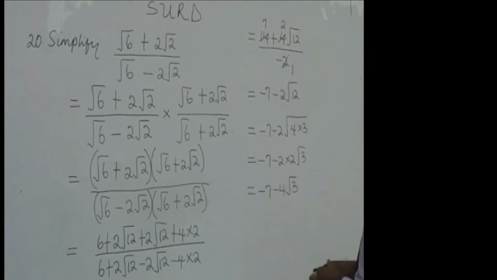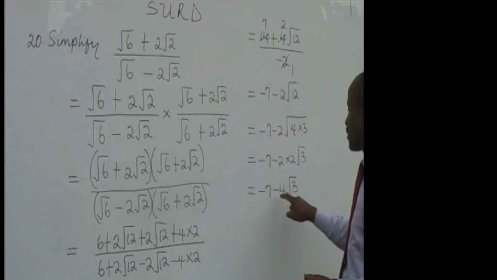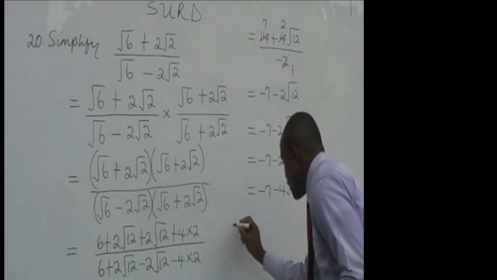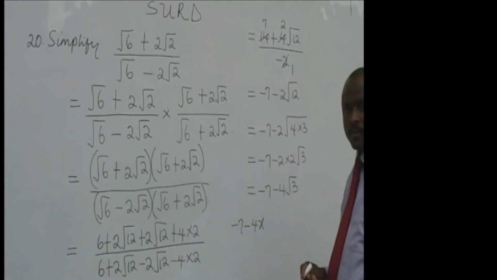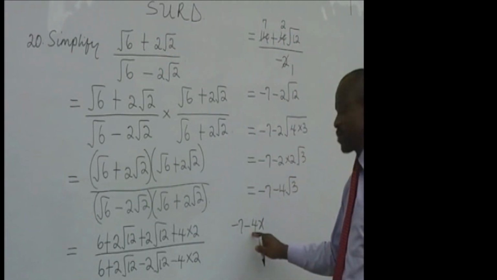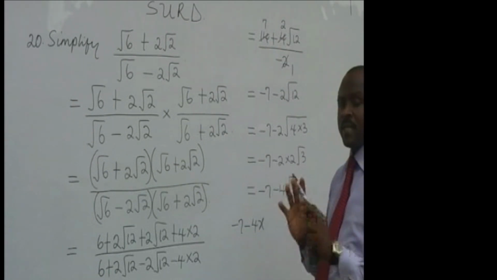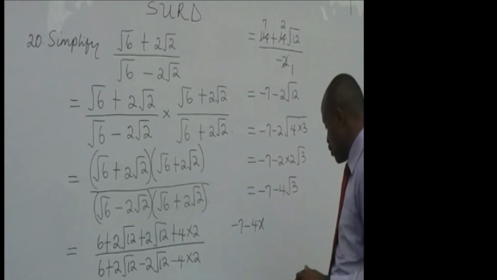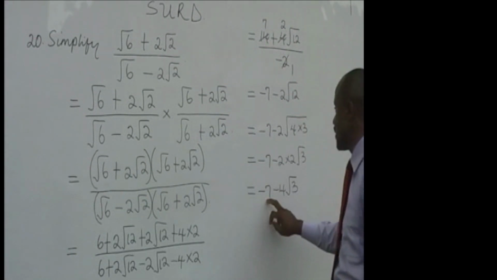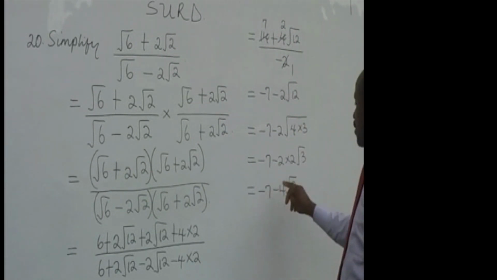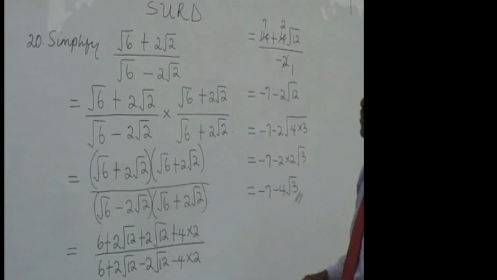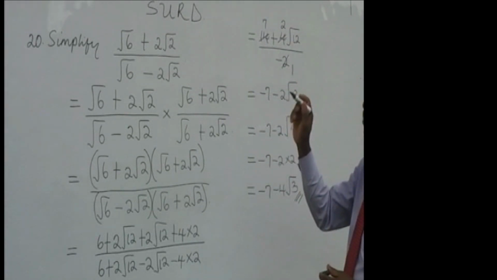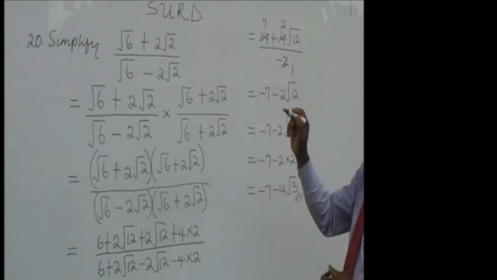Please, you don't join together minus 7 and minus 2. It's just like you having minus 7 minus 4x. You know you cannot join this minus 7 and minus 4 because they are not of the same identity. So you leave your answer like this. Minus 7 minus 4 root 3. That is the simplest form of that expression. That question number 27, which is simplify root 6 plus 2 root 2 all over root 6 minus 2 root 2.